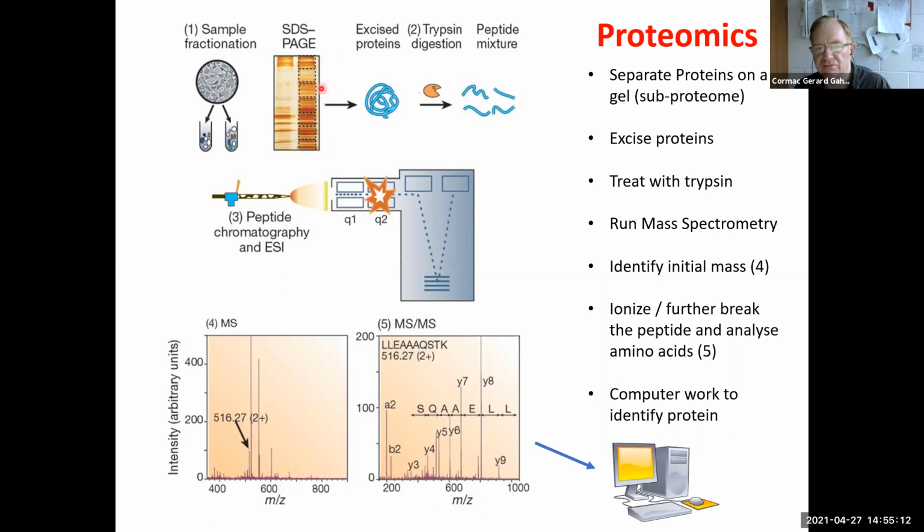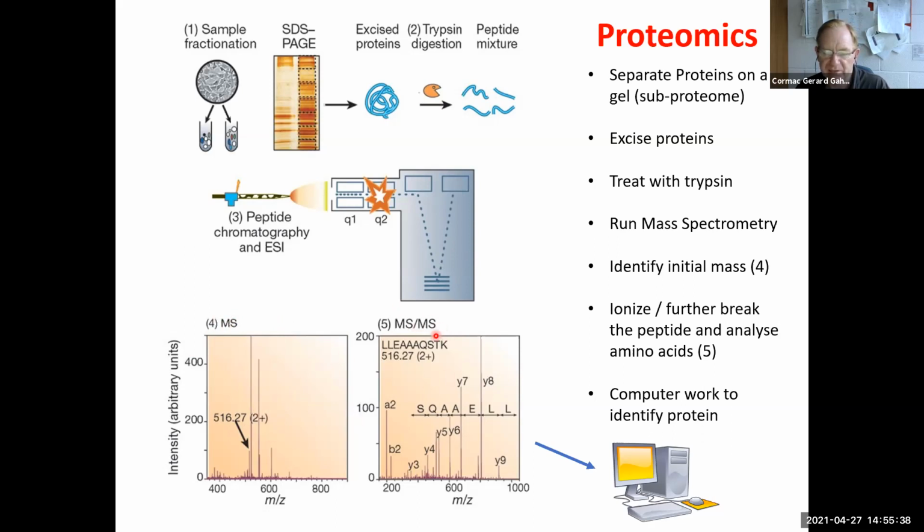We have the technology to run them all. Take all these proteins out, excise them. You can subject them to digestion, trypsinization, get a peptide mixture. You run this in peptide chromatography and then run it on a mass spec. The first run of the mass spec will determine the overall size of the peptides. So what's the overall mass of the peptides?